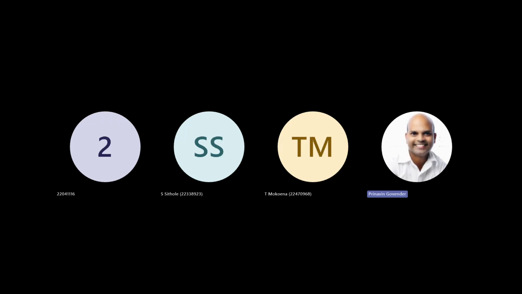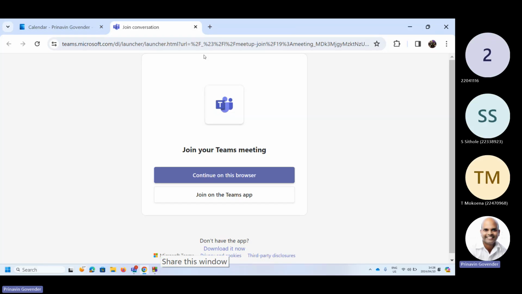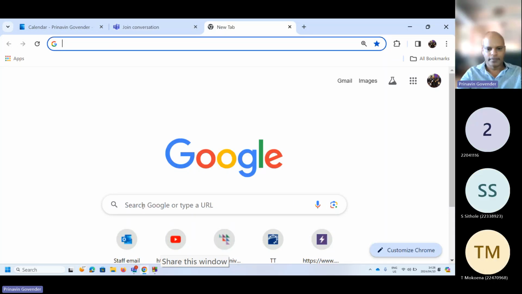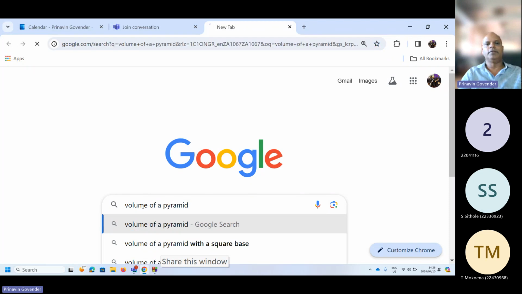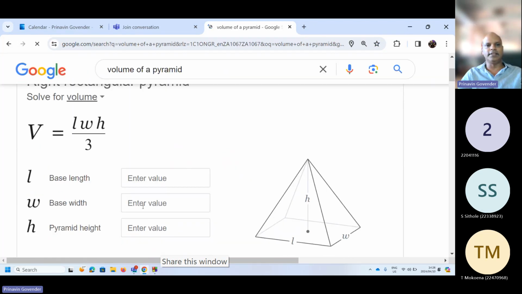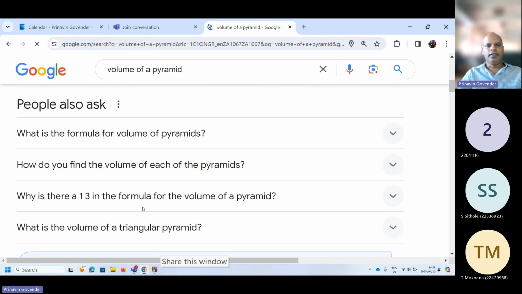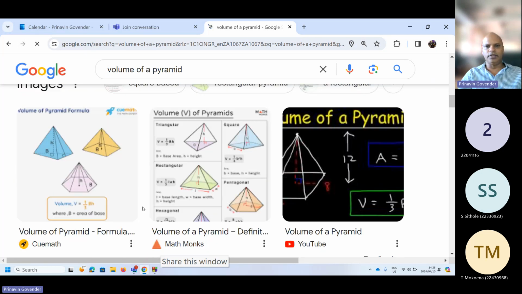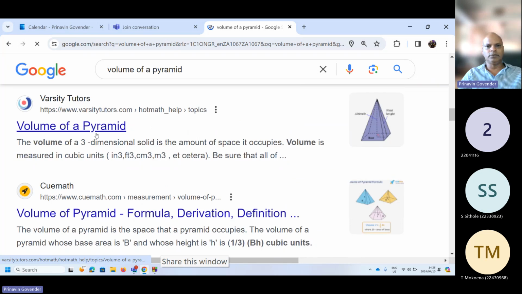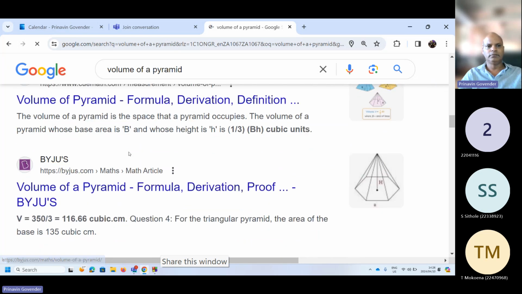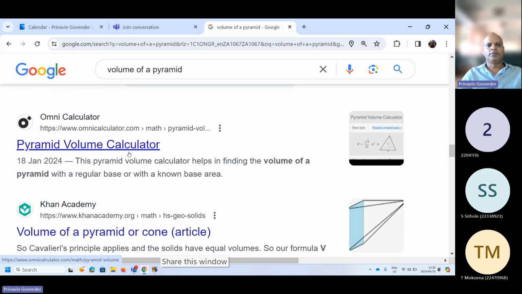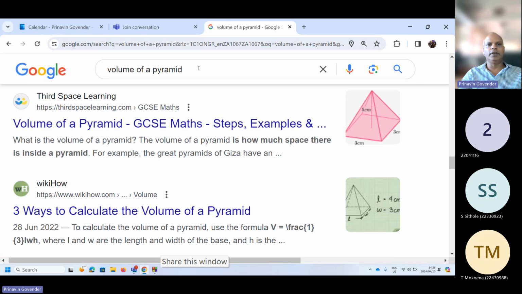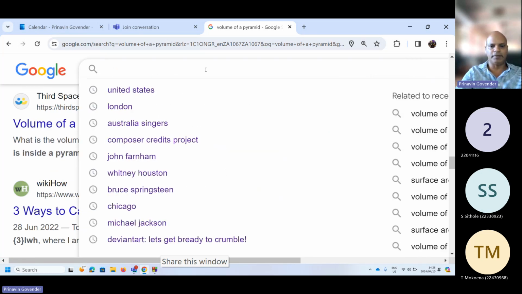So our question is, we need to calculate the volume of a pyramid. It tells me that the volume of a pyramid is calculated by, what's the formula? Formula for a pyramid. Okay, let's go and look for maths formulas and pick it up from there.